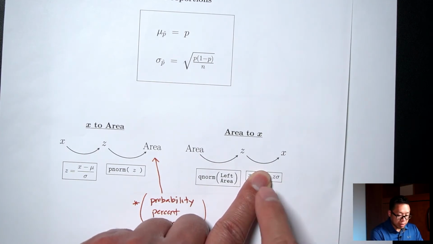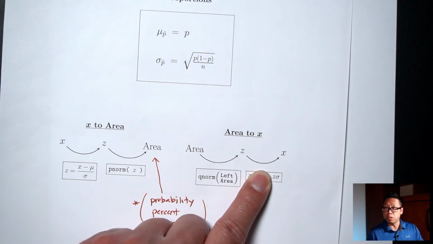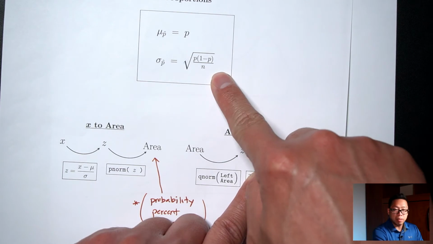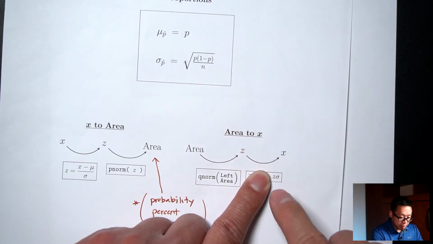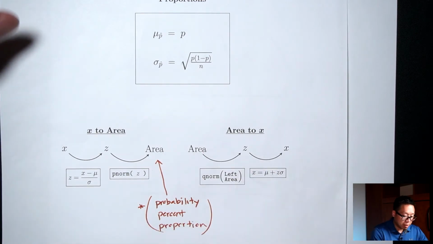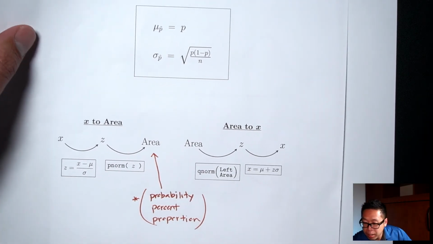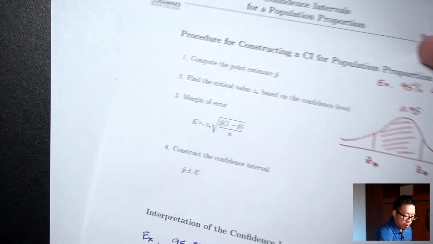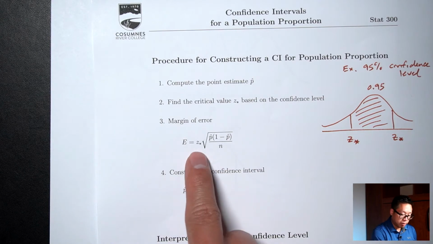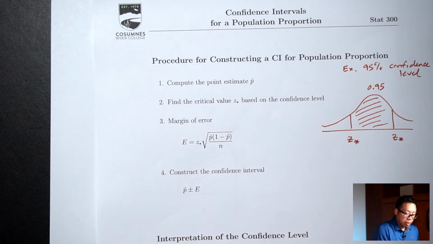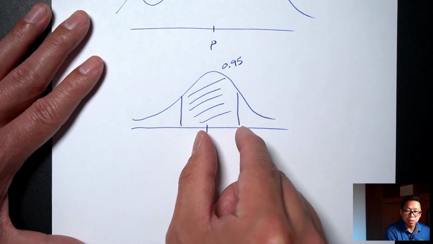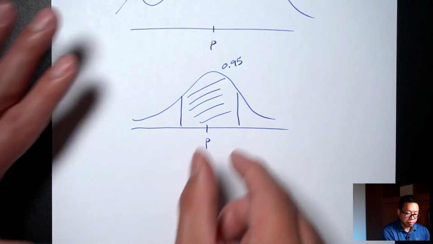Okay? And what is this z times standard deviation part for the proportion situation? Z times the standard deviation is z times this square root formula. Z times this square root formula should look kind of familiar because z times that big square root formula is exactly the formula that we use for the margin of error. Z times the big square root formula. So the margin of error is really the distance from the middle to the edge. That's the margin of error.